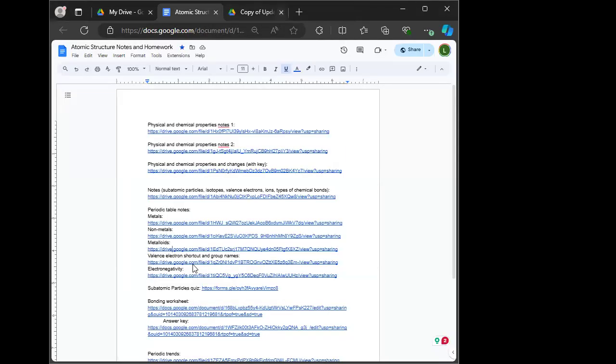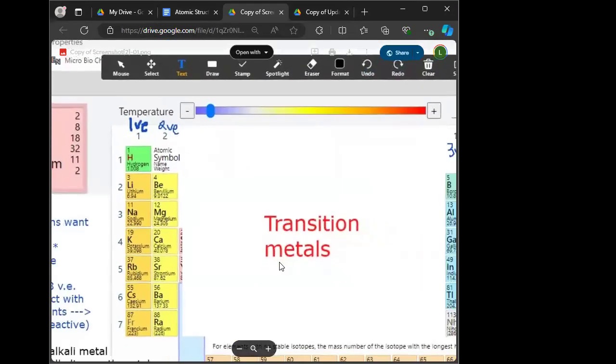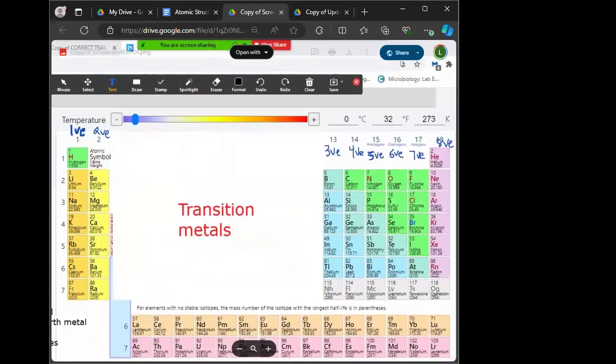Let's move on now to the shortcut for the valence electrons. So to quickly figure out the number of valence electrons, we can usually look at the group number, or in other words, the column number on the periodic table. Okay, so for example, everyone in group 1 only has one valence electron. Everybody in group 2, or in other words, column 2, has two valence electrons.